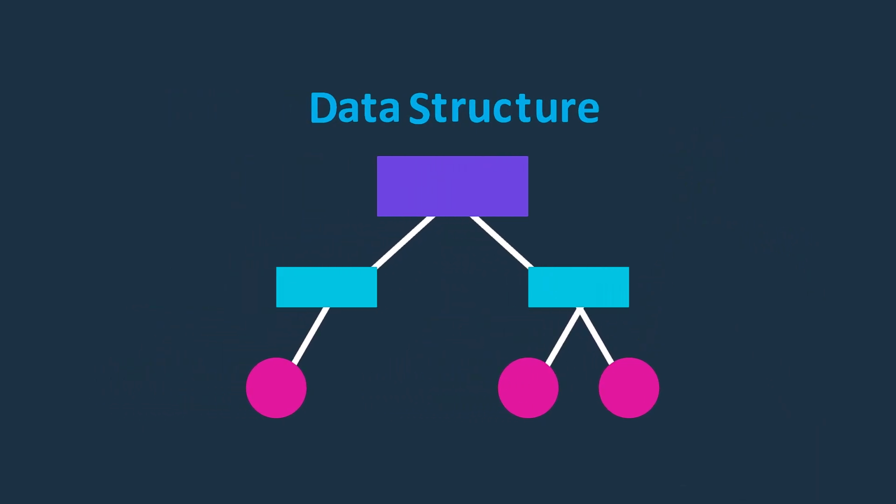Let's start by understanding what data structures are and why they are crucial in programming. Data structures are a way of organizing and storing data in a computer's memory. They provide efficient ways to access, manipulate, and manage data. In other words, data structures act as containers that hold and organize data in specific ways, allowing us to perform various operations on the data effectively.